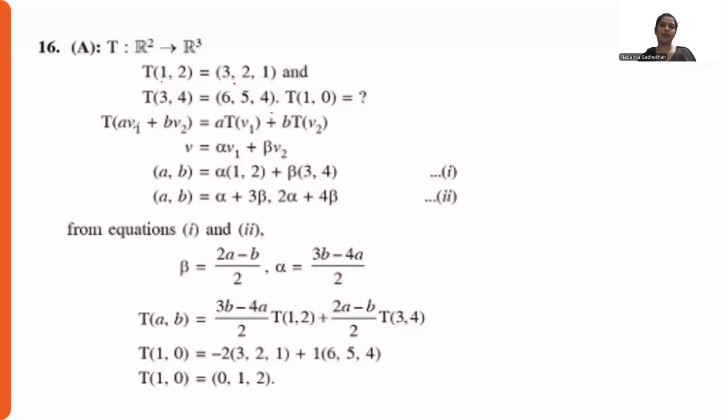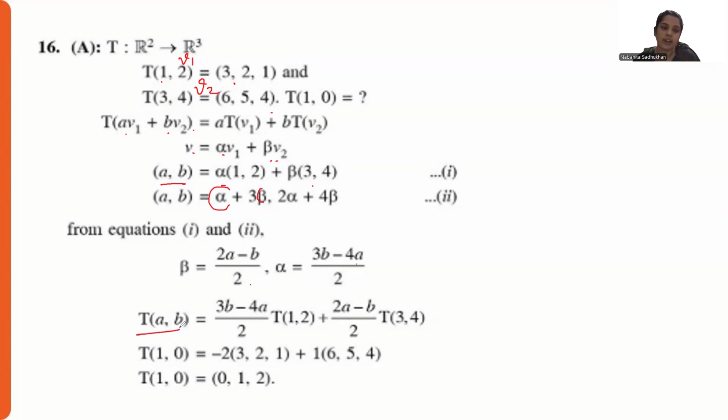Now, if we consider (1, 2) to be V1 and (3, 4) to be V2, we are going to try to write alpha V1 plus beta V2 in this format. So V is going to be alpha V1 plus beta V2. Any vector (a, b) can be written as a linear combination of (1, 2) and (3, 4). So we are going to find the values of alpha and beta such that it can be written as a linear combination, right? Beta can be written as (2a minus b) by 2, and alpha can be written as (3b minus 4a) by 2.